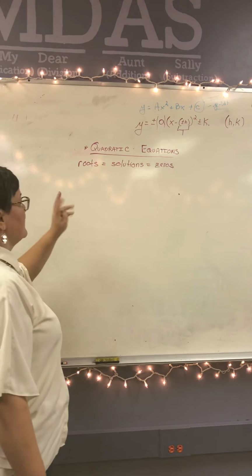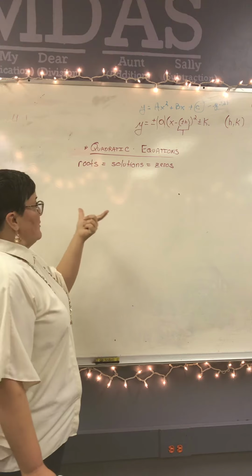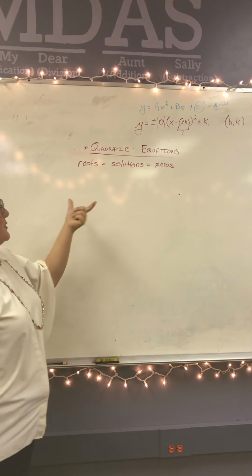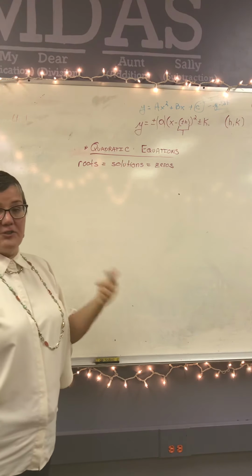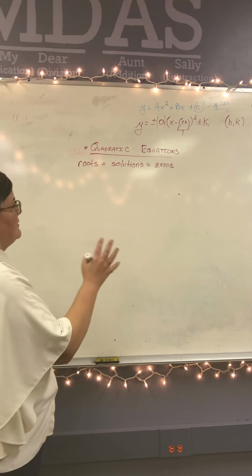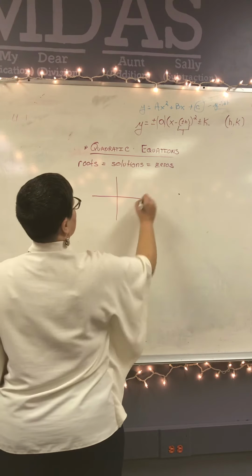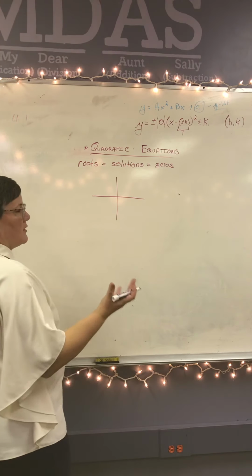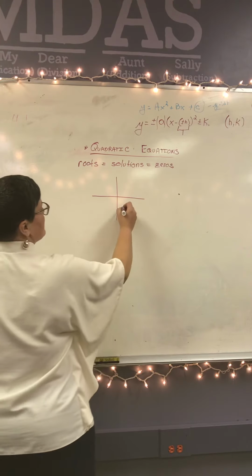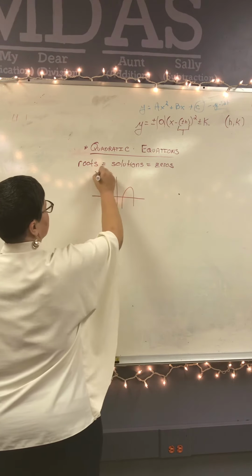Okay, so let's talk about quadratic equations. I just want to remind you guys that the terms roots, solutions, and zeros are interchangeable. We use them interchangeably. They are equivalent terms. And they indicate the place or places where a quadratic graph crosses the x-axis. So where y equals 0, right?